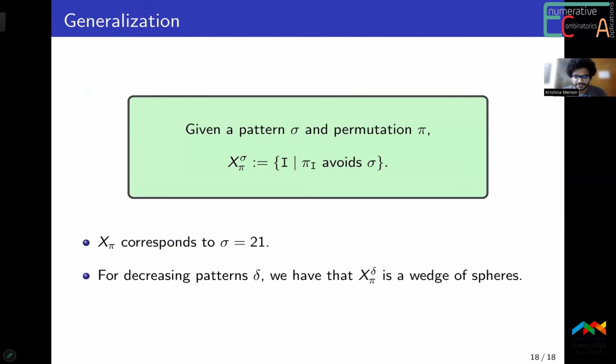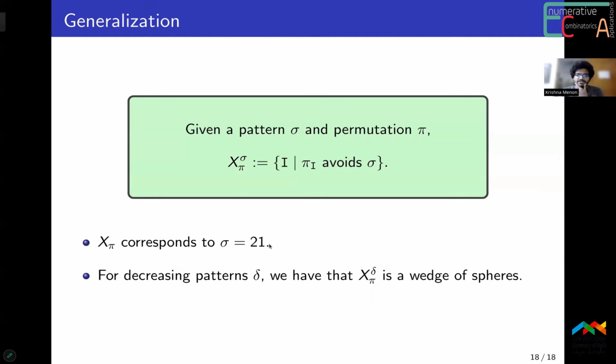And the way we'll generalize it is as follows. When we were looking at X pi, we start with the permutation pi, and to make the faces, you basically collect all the increasing subsequences. Now you can think of an increasing subsequence as a subsequence avoiding 2, 1, so it avoids the pattern 2, 1 because it's an increasing subsequence. Now we just generalize that 2, 1. So you fix a pattern sigma, and now the simplicial complex that we'll be looking at, X sigma pi, just consists of all subsequences that avoid sigma. And if sigma is 2, 1, we get back the original simplicial complex that we were looking at.